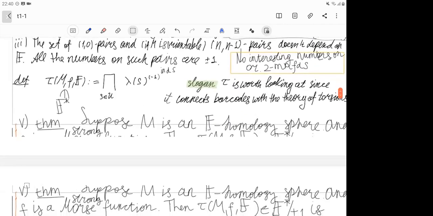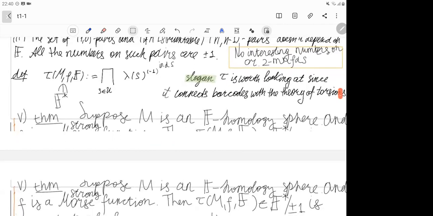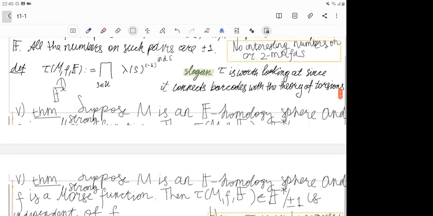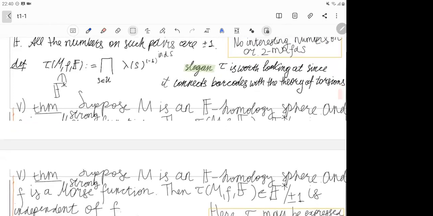So read it from there, right? Theorem. Suppose M is an F homology sphere, so a manifold which has the same homology over F as the sphere, and F is a strong Morse function. Then this number, up to psi, is independent of F.